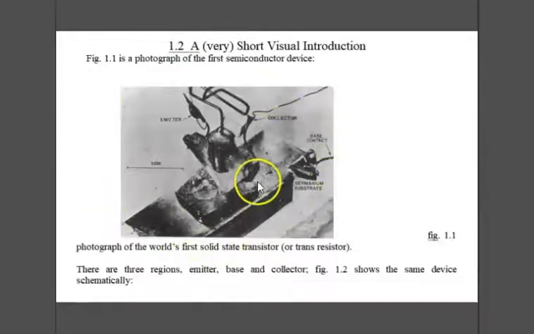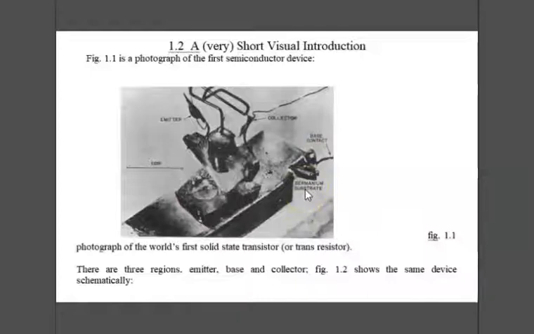This is a picture of the first device, and you'll notice that there are three areas that are delineated on the picture: the emitter, the collector, and somewhere here is the base, and all this part is the base here. It's made out of germanium. We'll have a little bit more to say about that.